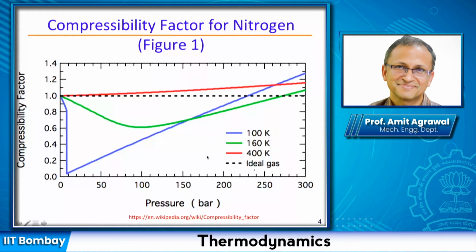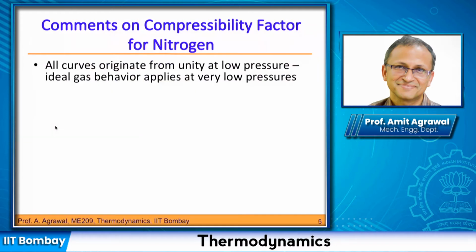The other feature that we see is that all these curves, although they are exhibiting very different behavior, start from unity. This is consistent with what we think, that the ideal gas law applies at low pressures. So at low values of pressure, you expect all these curves to start at 1, which is what you are seeing. By the way, this is based on real data for nitrogen, and of course, the compressibility factor has been defined based on the equation that we have given earlier.